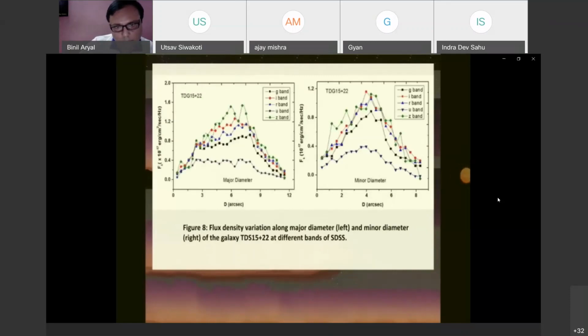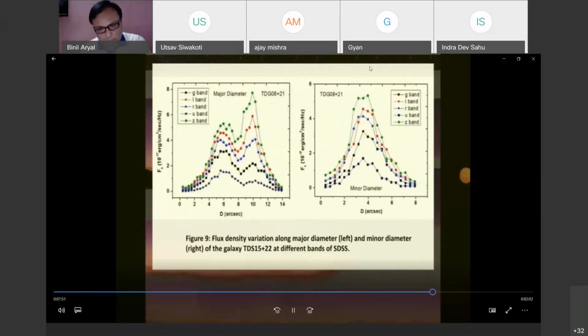This figure shows the flux density variation along major and minor diameters of the first structure at the different bands of SDSS. Here we see that the flux density is minimum at first, and it increases to a certain level and again decreases to the minimum point. This indicates that the maximum flux regions lie at the central part. Here the Z band is dominating the other bands, and the minimum flux is obtained at the U band. The same trend is obtained in the minor diameter of the structure. Here around 4 arcsecond, we see that the I band is dominating the other bands.